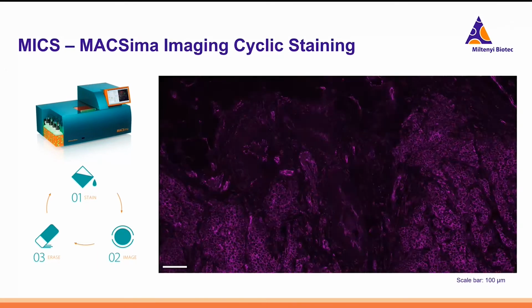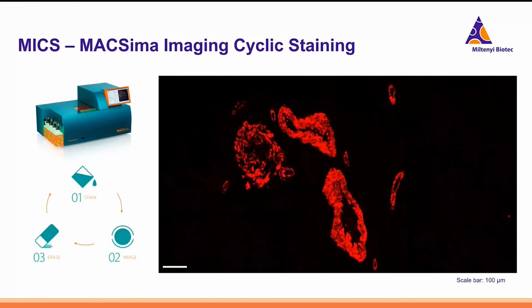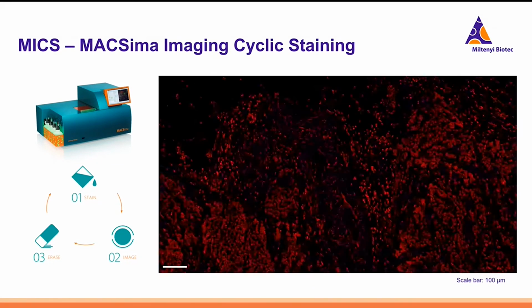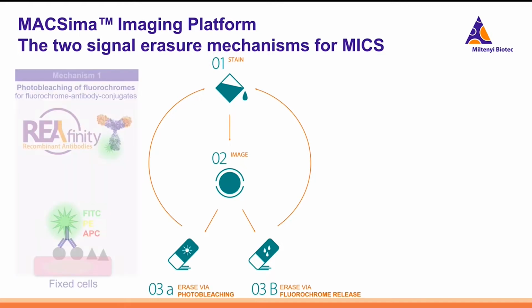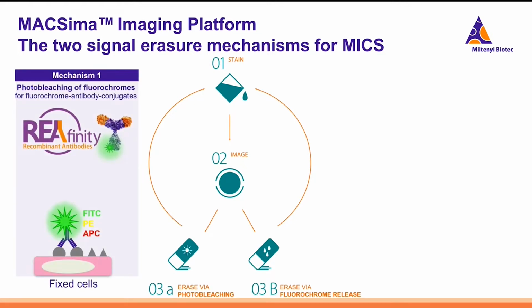Now, the way the technology works is the cyclic part, so we can do it over and over again. And how do we do that? It all comes to the possibility of erasing the signal before restaining again. And for that, we offer two kinds of technology. We use our recombinant antibodies primarily conjugated with the fluorophore, and one of our first ways of doing it is via photobleaching. So we apply a high amount of energy to the fluorophore, so it's inactivated and will not show on the future cycles.